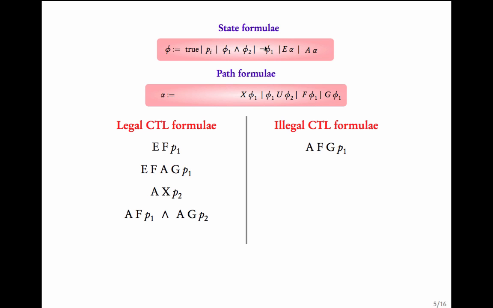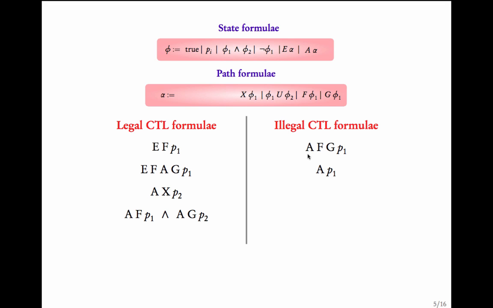No state formula starts with G. Any state formula will start with either E or A or just the atomic propositions, and then you can have nots and ands of that. You cannot start a state formula with G. So this is not a legal CTL formula. Although it's a CTL star formula, this is not a legal CTL formula.